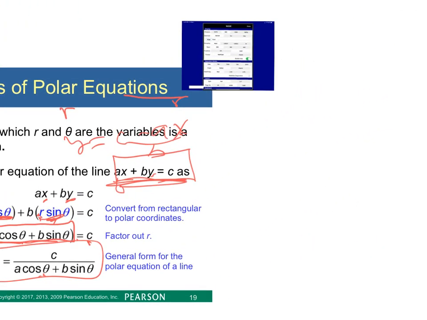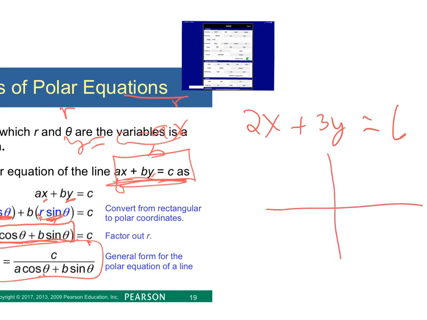Let me think of an easy line. 2x plus 3y equals 6. Let's graph that line. X-intercept is when y is equal to 0. So when y is 0, solve this. X is 3. That would be 3 comma 0. When x is 0, then y is 2. So 0 comma 2. There's my line in rectangular.